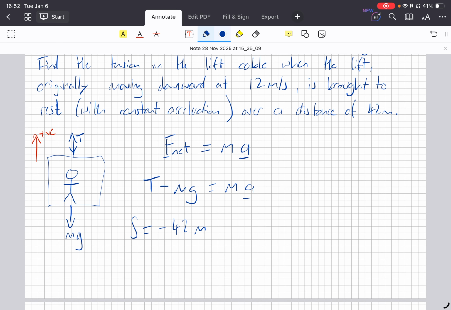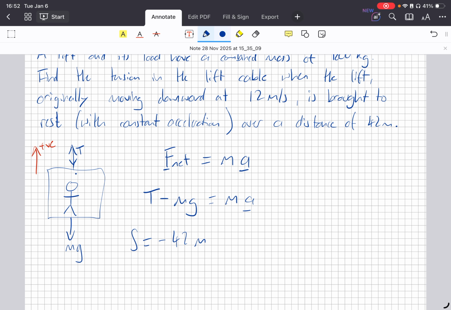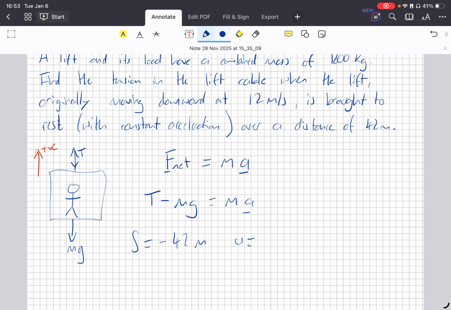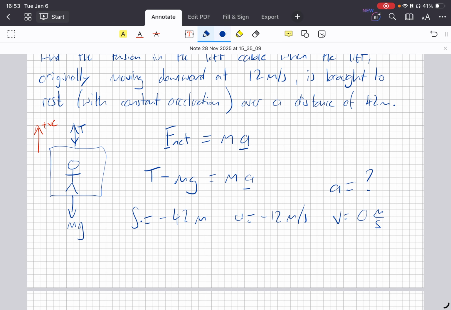In fact, it's minus 42 because this is the positive direction and the lift is moving downwards. So we have a displacement of minus 42. Our initial velocity is minus 12 meters per second, because again, we're moving in the downward direction. The final velocity is 0, because the thing is brought to rest. And the thing we're trying to find is the acceleration. So we have these four quantities. The SUVAT equation, the kinematic equation, which relates these, is this one, 2as is equal to v squared minus u squared.